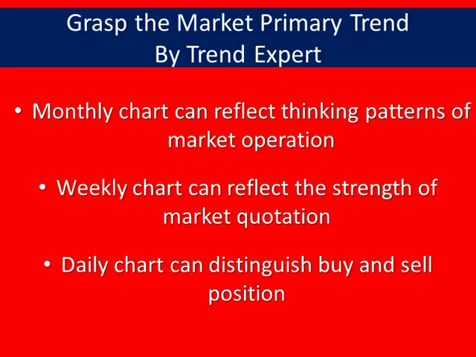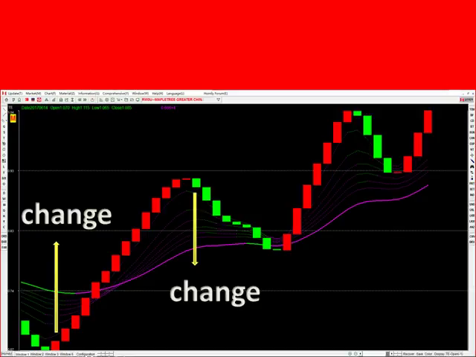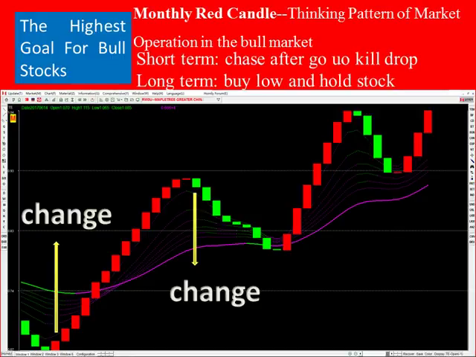So grasp the market's primary trend by chain expert. The monthly chart can reflect the thinking pattern of market operation. The weekly chart reflects the strength of market quotation, and the daily chart distinguishes the sell position. So the next one. Monthly red candlestick of chain expert: for short term, trade after it goes up; for long term, buy low and hold stocks. This is the thinking pattern of the market in a bull market.